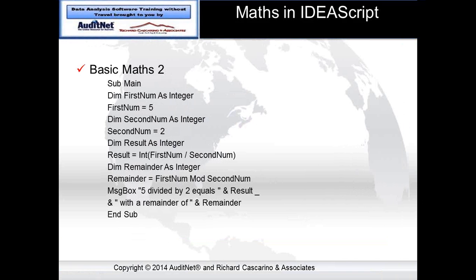So what do we have here? We've got sub main dim, the first number is an integer, the first number is 5, that's fine. Second number is an integer, the second number is 2, that's fine. Result is an integer, first number divided by second number, with a dim of a remainder as an integer. And the remainder is the first number mod the second number. So the message box: 5 divided by 2 and the results with a remainder of, and the remainder. Okay.